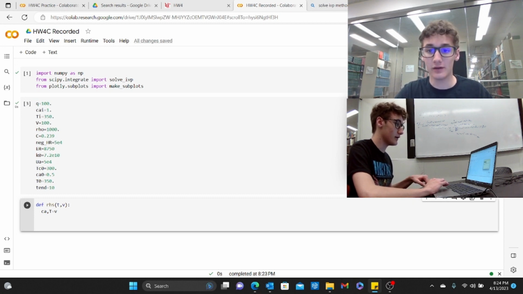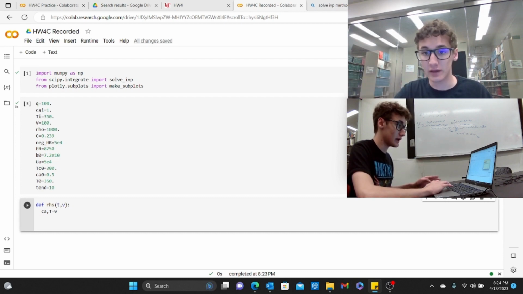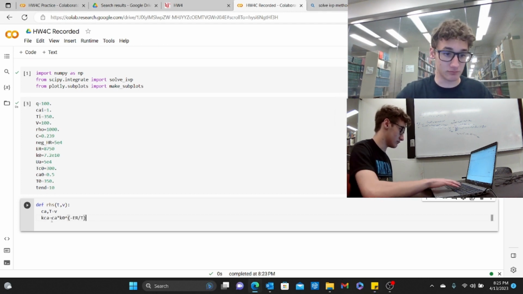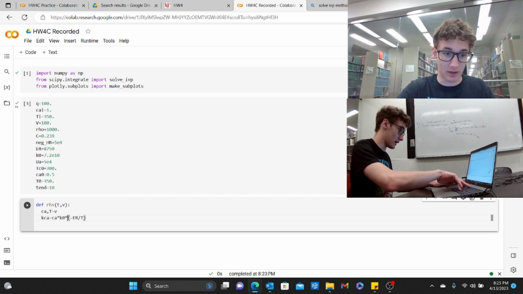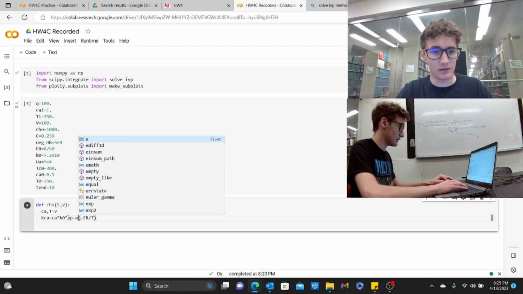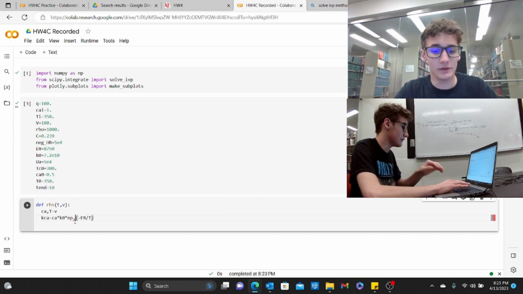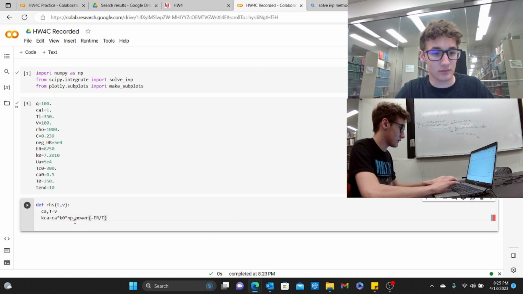So we have KCA, or the rate that A is going to be consumed, equals CA, concentration of A, multiplied by K0 times e to the power of negative ER over T. So I'm going to copy that, even though this doesn't work that way, so we're going to have to multiply by np.exp, not power. I mean, if that works, I would hope so.